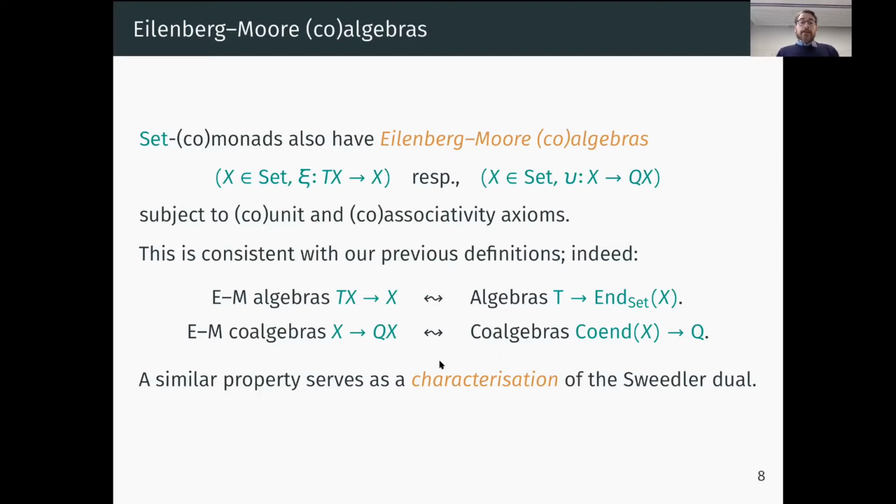All right, and so now remember, I start with a monad T on set. I can produce this Sweedler dual comonad. And so you might ask if somehow this Sweedler dual comonad can be characterized in terms of something a bit similar to these two things we see here. Okay, and in fact, that's the case. So this is what happens.